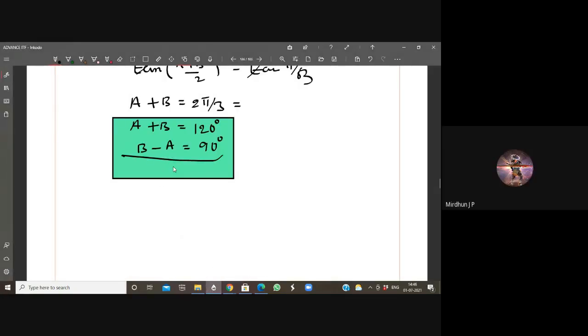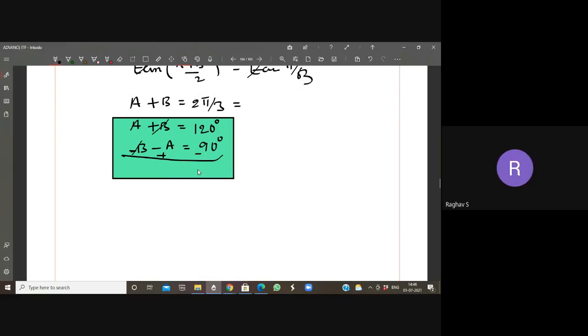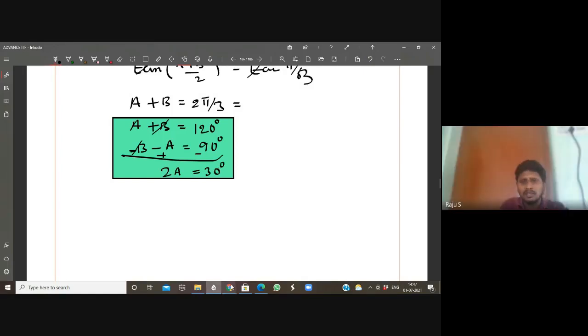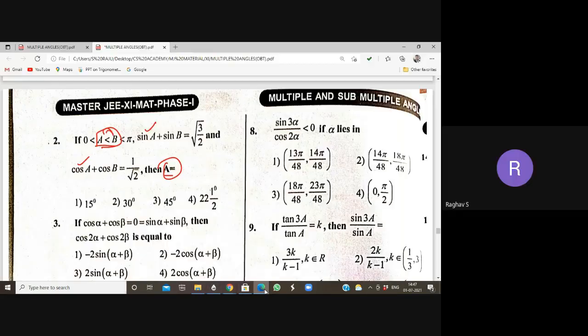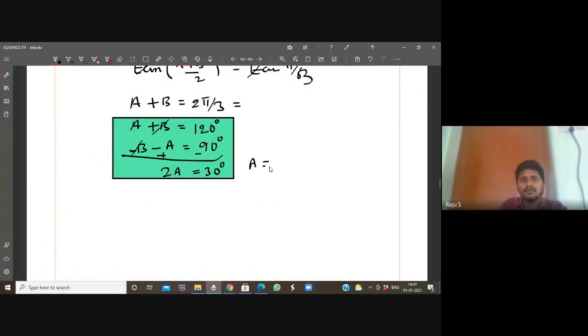Yes, sir. That's all. So here when I take minus, the B gets cancelled. 2A is equal to 30, A equal to 15. Okay, check the option. Is it right? That is right, option 1. So we have done it correctly. So the A value is 15 degrees.